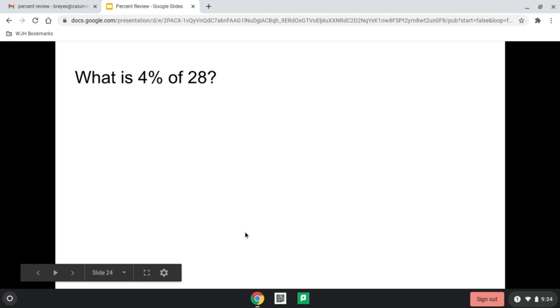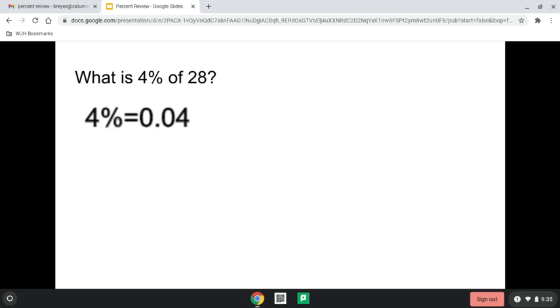Now it's your turn. What is 4% of 28? All right, so you should have gone through this process. 4% is the same as 0.04. Now carefully move that decimal point 2 spaces, and don't just say it's 0.4. It's 0.04.